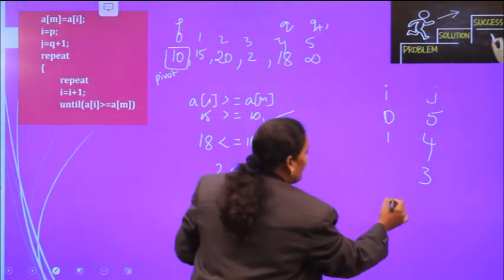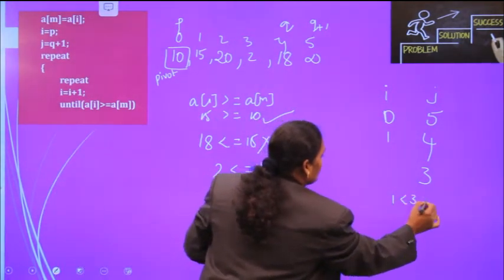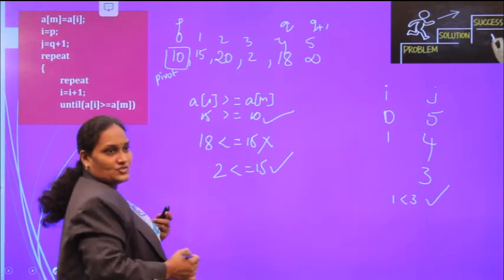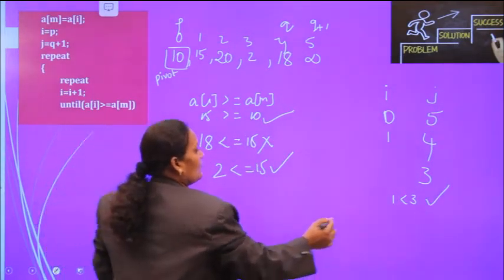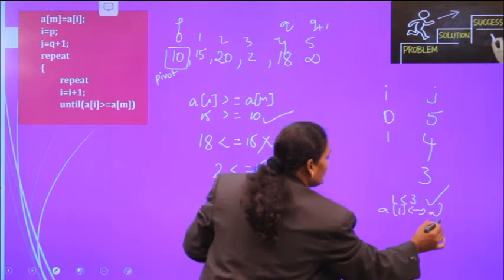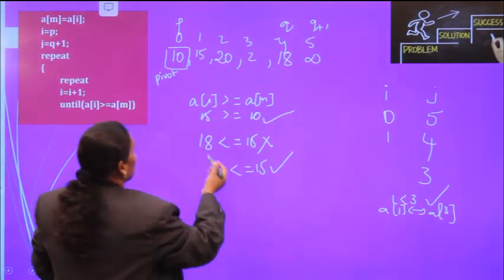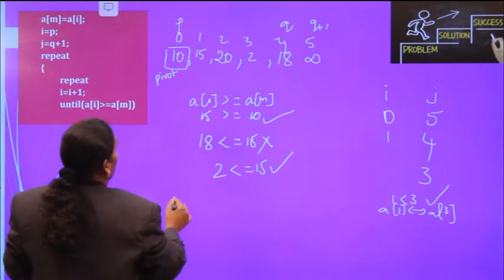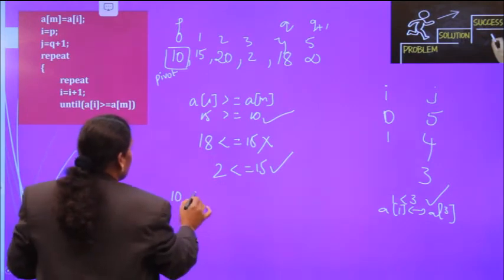Now I am going to compare whether I is less than J or not. Yes, I is less than J. Since I is less than J, what do I need to do? A of 1 should be interchanged with A of 3. So by interchanging A of 1 and A of 3, what will you get? 10.